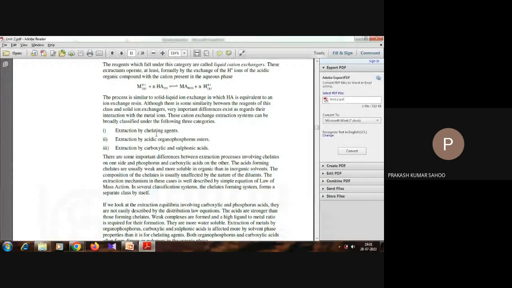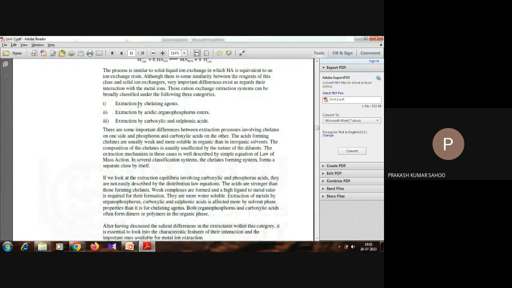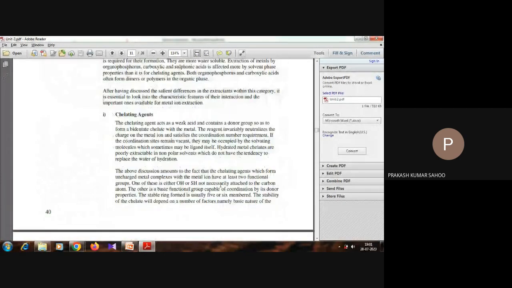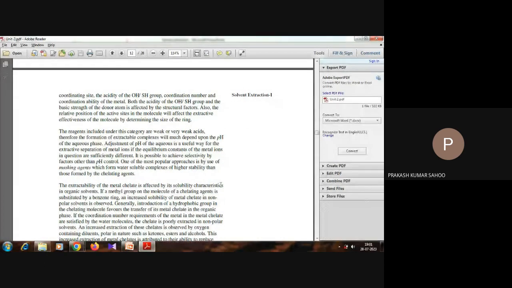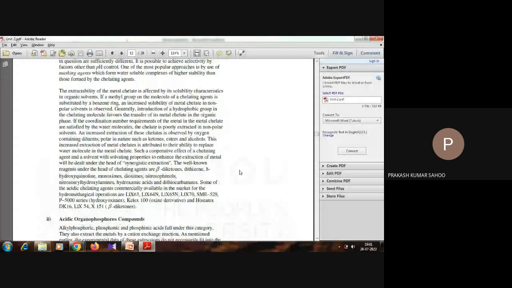The steps are more or less the same, and this is extraction by chelating agents, like ethylenediamine, a bidentate ligand, or by using a multidentate ligand. Then extraction by organophosphorus esters, or organic compounds, such as extraction by carboxylic acid and sulfonic acid. There are examples as well as different processes which depend on factors like acidity, alkalinity, and solubility. These factors are very effective in your estimation.